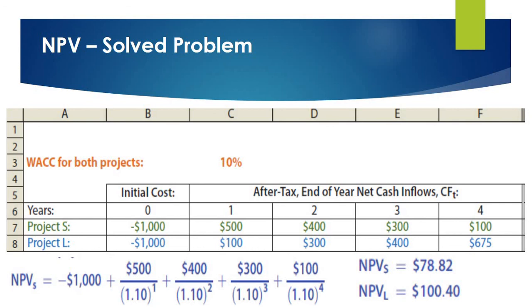And if the projects are independent, we can accept both projects, because both projects have positive NPVs. So we know that if projects are independent and if they are acceptable, we can accept all projects.